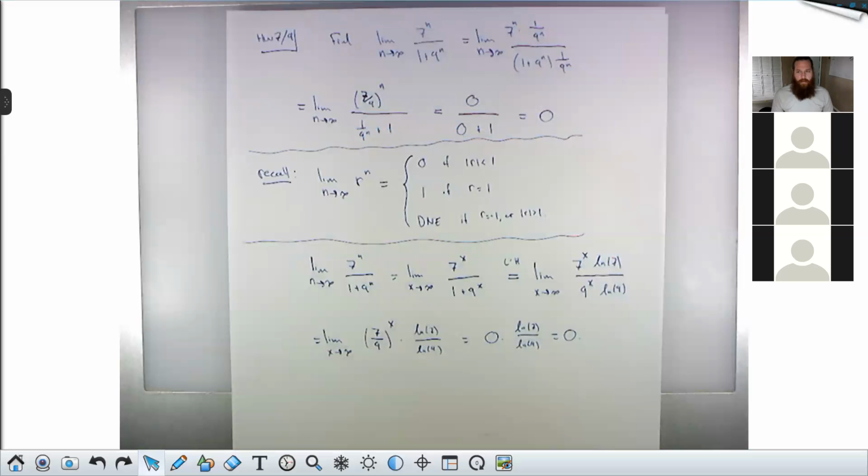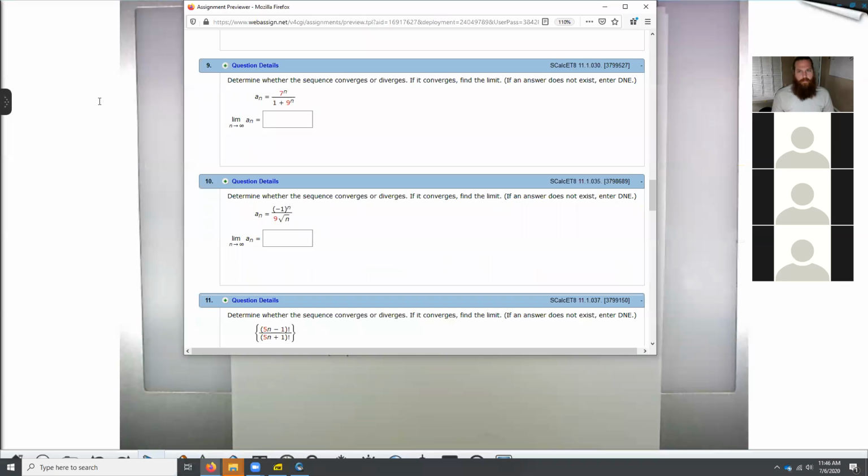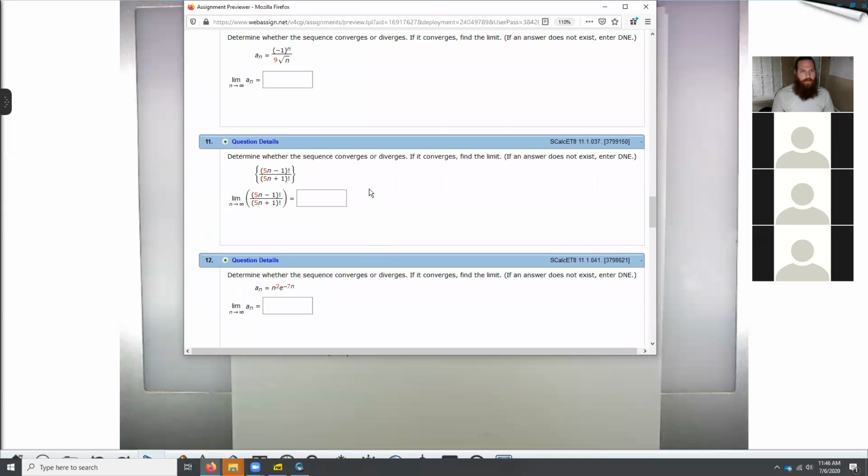But there are some things where we need L'Hopital's rule, and one of the problems I wanted to look at is just that. Let me see, was it requested? 9, 11, 13, and 19 were requested. So that was 9. 11 is good.